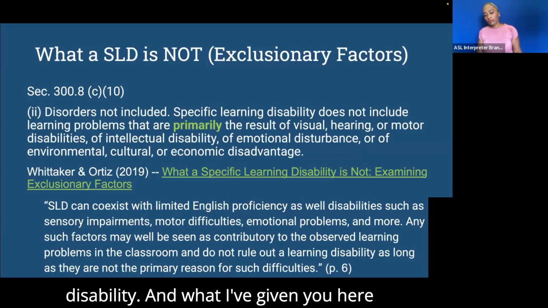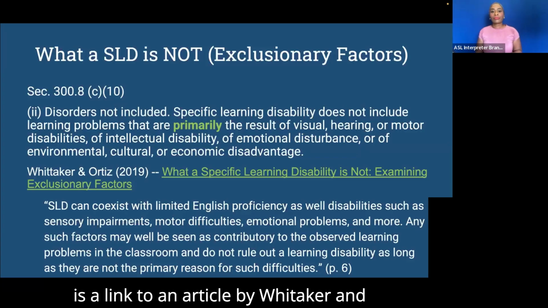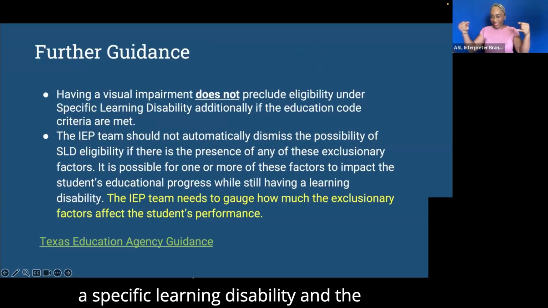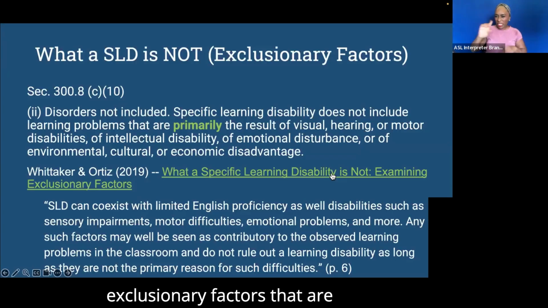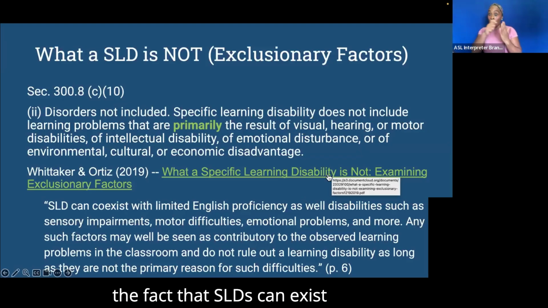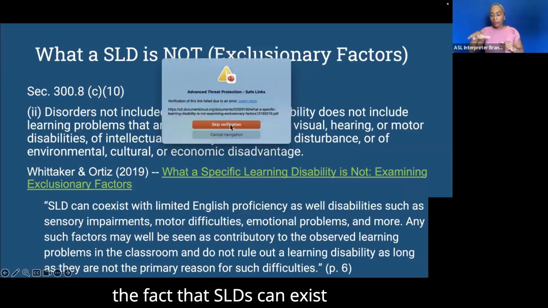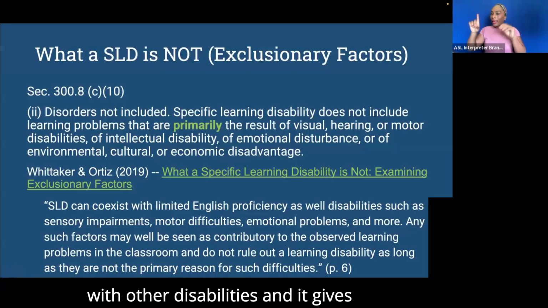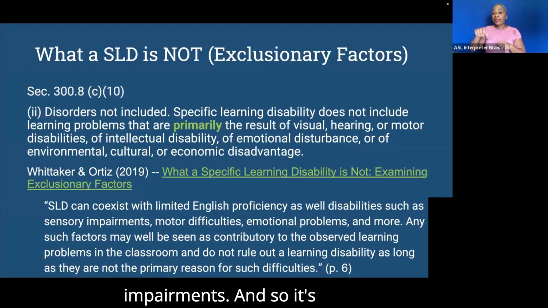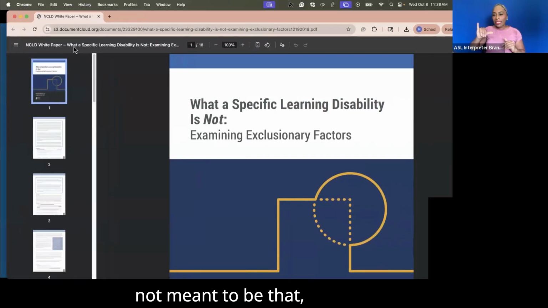And what I've given you here is a link to an article by Whitaker and Ortiz that specifically addresses what is a specific learning disability, and the exclusionary factors that are related to that. And one of the quotes I pulled from that article just talks about the fact that SLDs can exist with other disabilities, and it gives examples. And the first one is sensory impairments. And so it's not meant to be that.